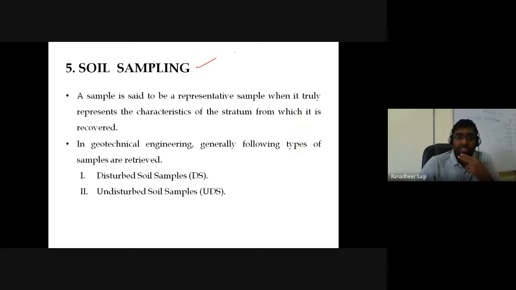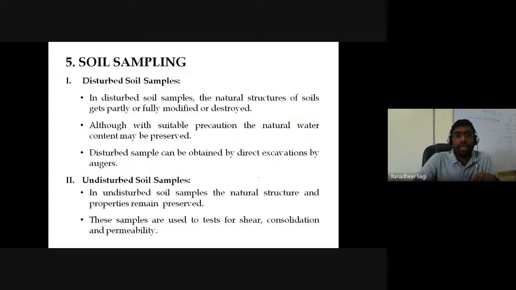Now, what different types of soil samples are collected in a broader way? We say the soil samples are collected either in what is called a disturbed state or undisturbed state. Now, what is meant by disturbed soil sample or undisturbed soil sample? If the nature of the soil skeleton structure is partially or fully changed, or completely destroyed, that particular soil sample is what is called a disturbed soil sample.